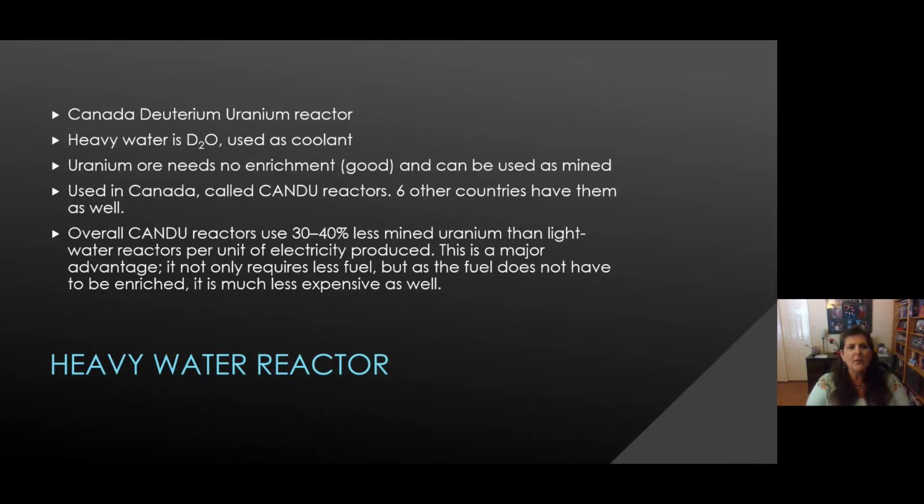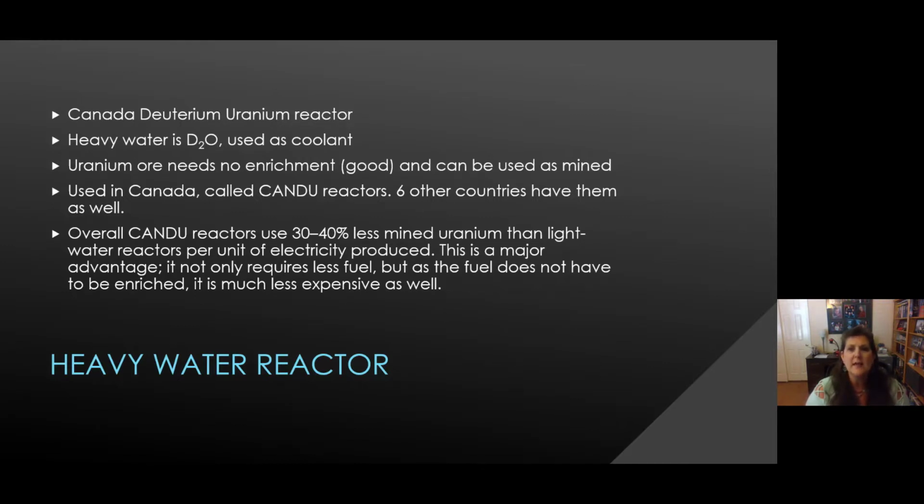There's also another kind of reactor besides the one we have in the United States. Canada uses one called a deuterium uranium reactor. It's called CANDU for Canada. It uses heavy water, D2O, as a coolant instead of regular water. That just means the hydrogen atoms have an extra neutron. The uranium ore needs no enrichment at all. It can be used straight out of the ground at the 0.72%. That's good. So again, Canada uses this technology. We call them CANDU reactors.